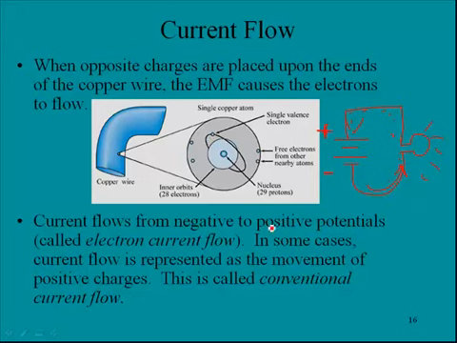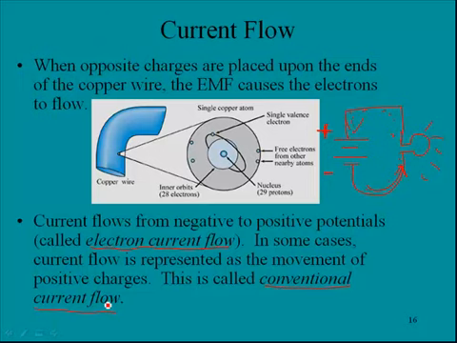Current that flows from negative to positive potentials is called electron current flow. So when we see current flowing from negative to positive, we're referring to it as electron current flow. Now, in some cases, current flow is represented as the movement of positive charges. Some will view the movement of electricity as charges going from positive to negative, and this particular school of thought is referred to as conventional current flow.